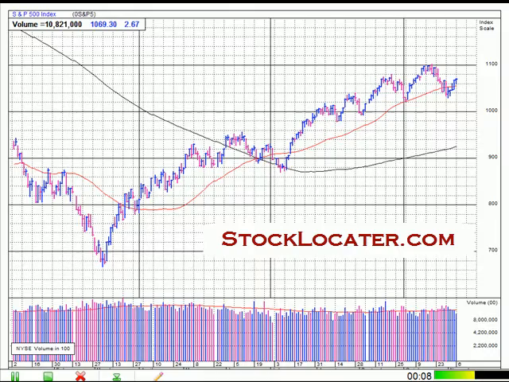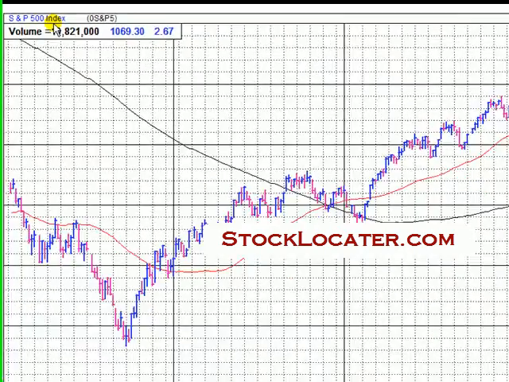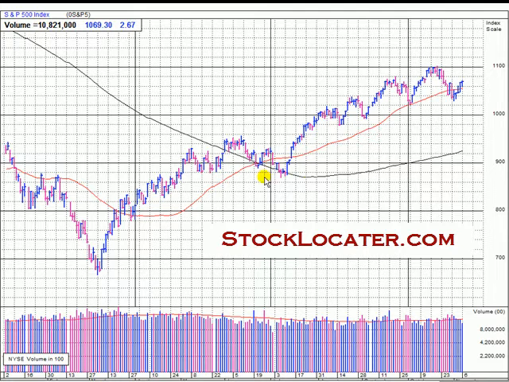This is a chart of the S&P 500 index right here, and today's date is the 7th of November. It's a Saturday now, markets are closed, and this is a chart ending on the 6th of November. So this one right here, this is the 6th of November right there.